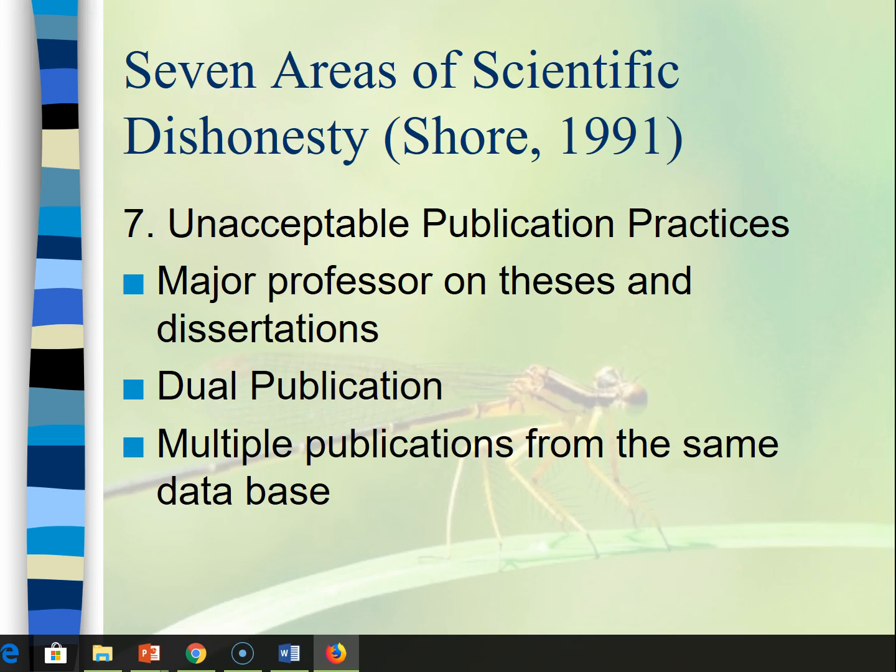However, unacceptable publication practices include the following issues. Major professor on theses and dissertations only. Second, authorship is acceptable for the dissertation supervisor. Dual publication: having the same scientific paper published in more than one journal or other publication is generally unethical.